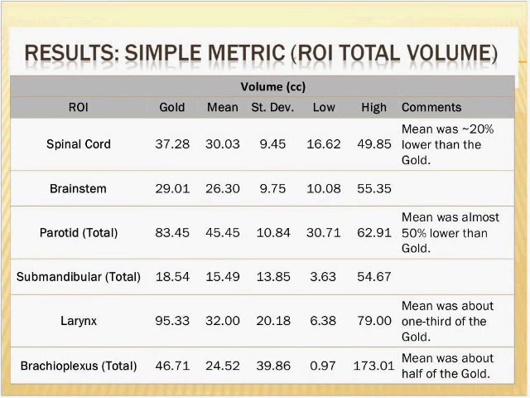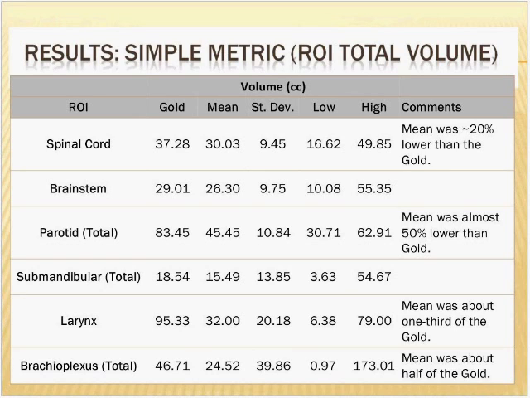Some of the simple results then of what we saw, and I'll try to highlight some of the differences. These are presented from the top to the bottom, from least variable to most variable. Spinal cord was least variable. This is showing only the total volume, so it has nothing to do with whether it was in the right place or not. It's whether they contoured the same volume.